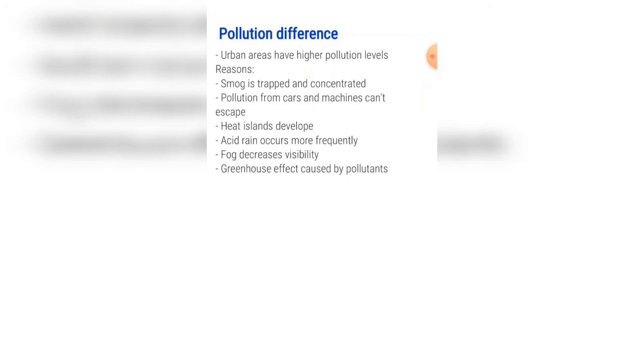Pollution from cars and machines can't escape. An urban heat island develops. Acid rain occurs more frequently, and fog decreases visibility. The greenhouse effect is caused by pollutants.